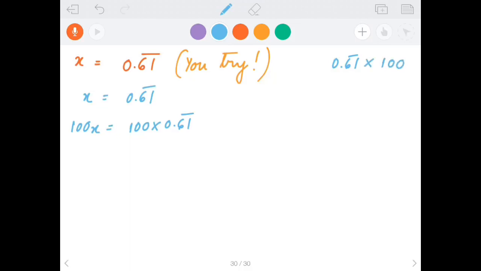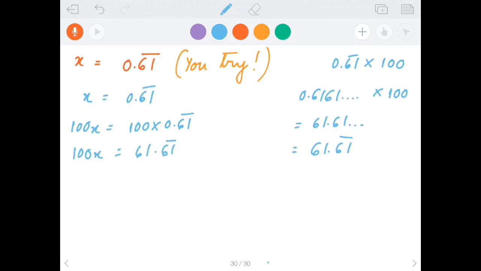So that's going to be 0.61 bar into 100, which is going to be 0.6161 and so on into 100, which is going to give me 61.61 bar. So when I put that together, I'm going to get 100x equal to 61.61 bar, and I'm going to call that equation 1. So that's equation 1 for me, and that's equation 2 for me.